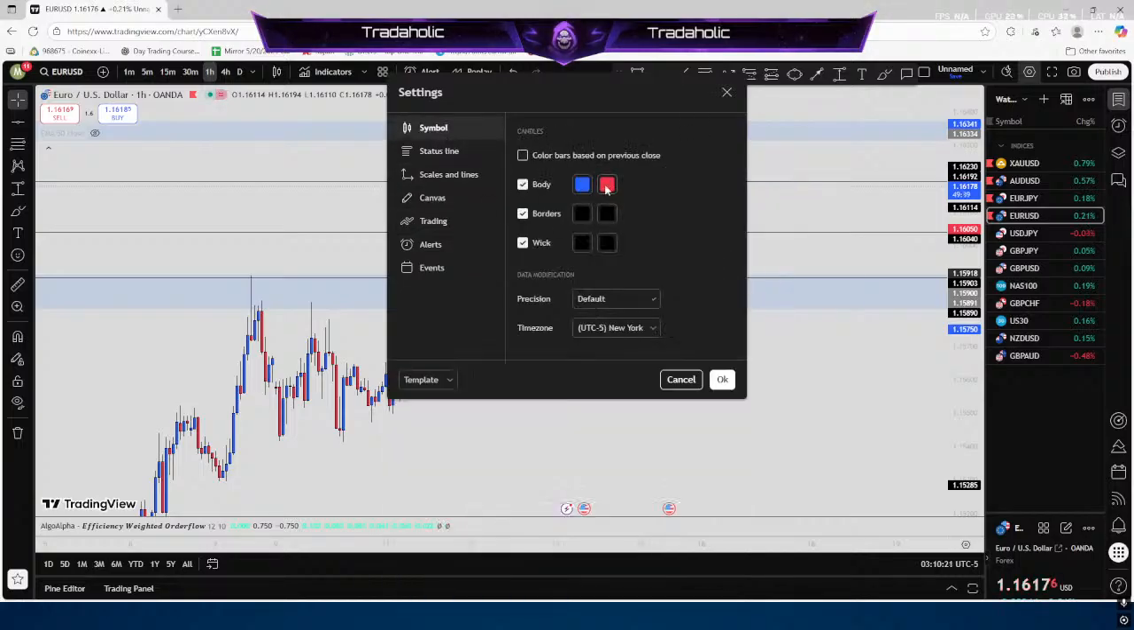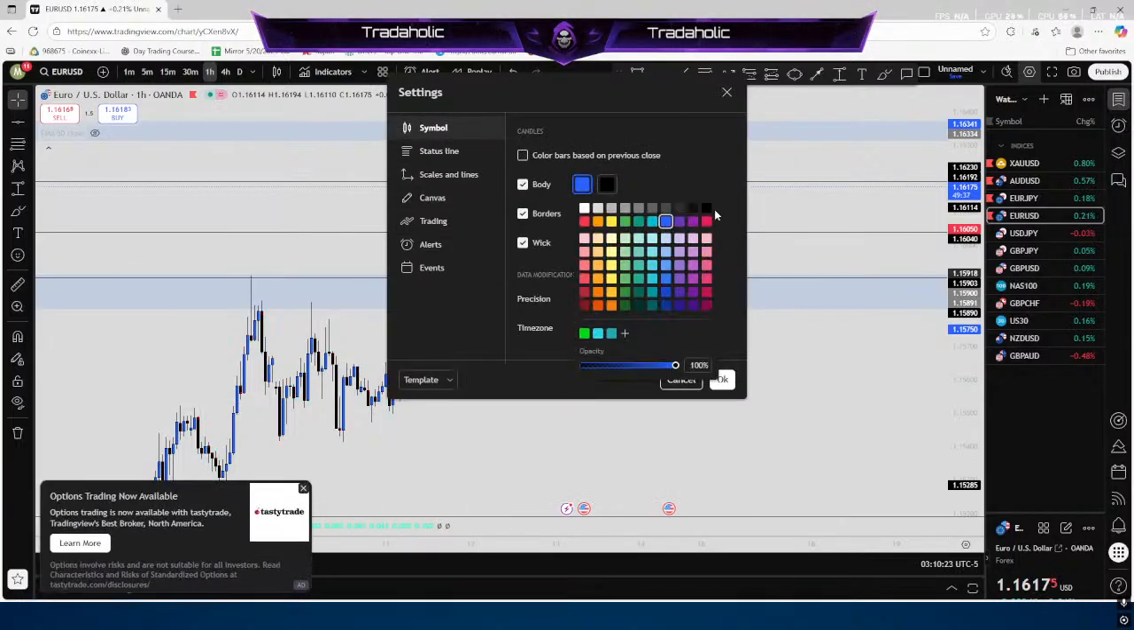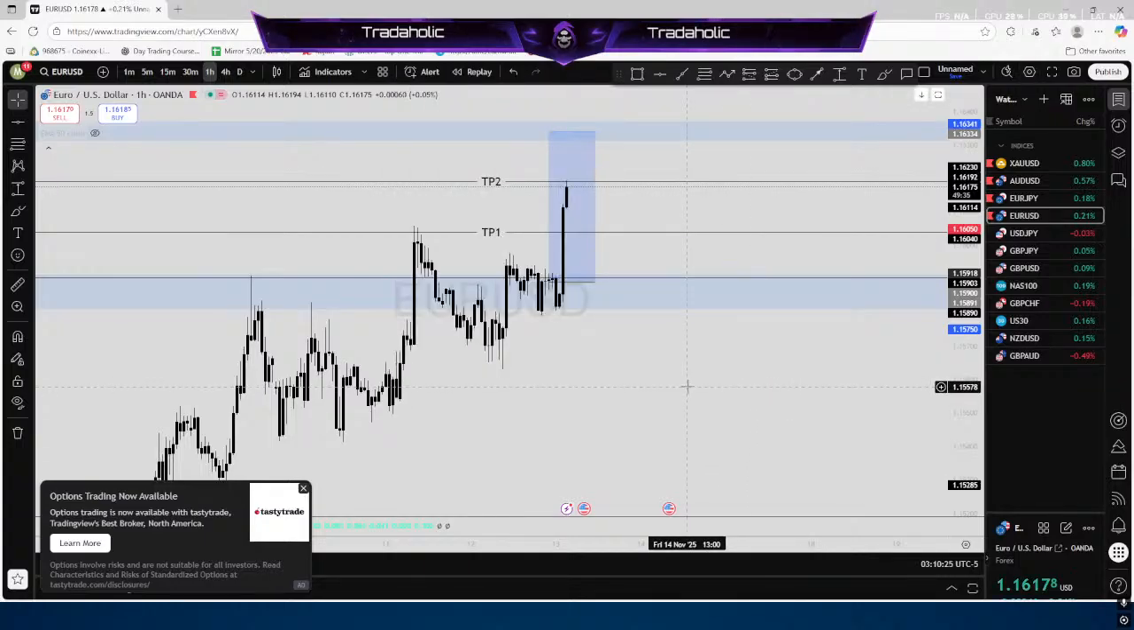Let's change my candlestick colors though. I want them all black. That looks cool. There we go.